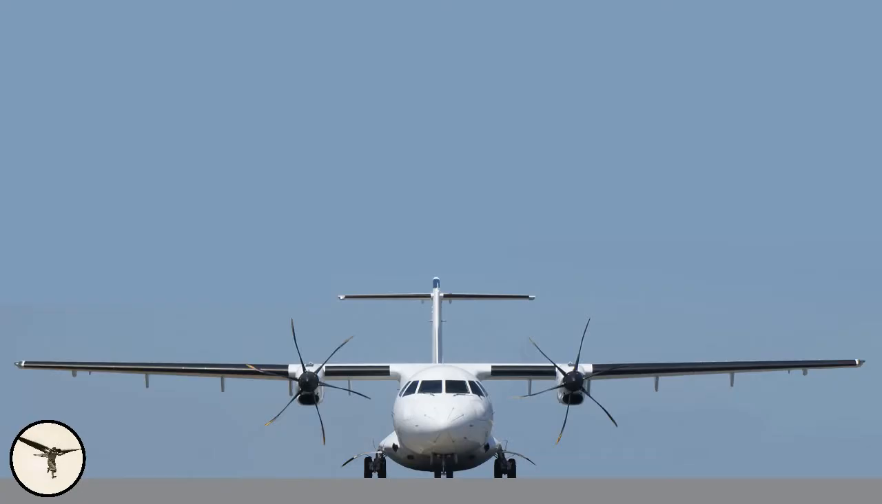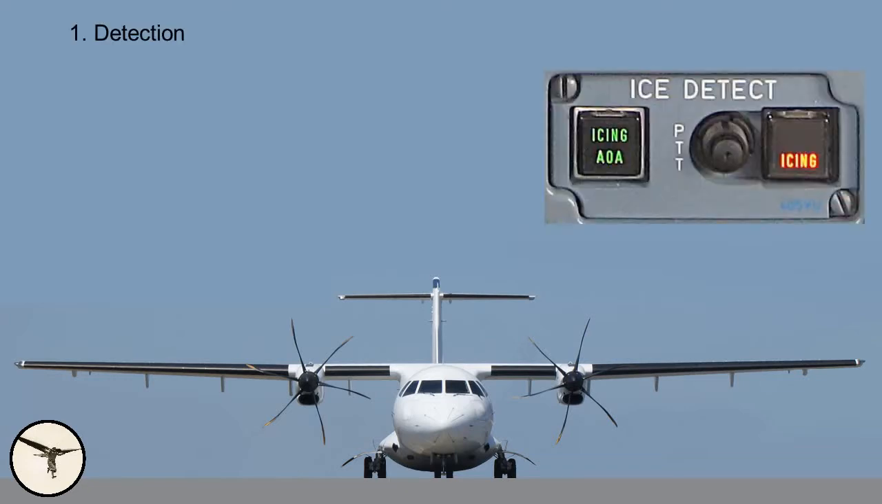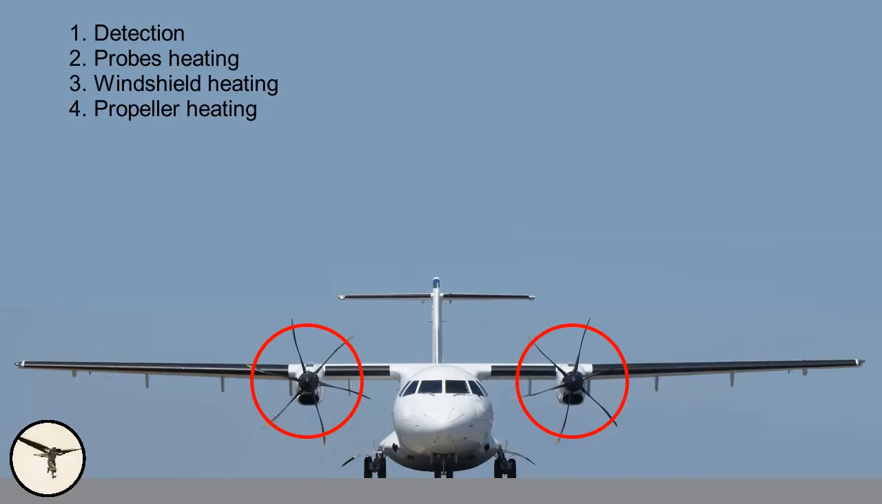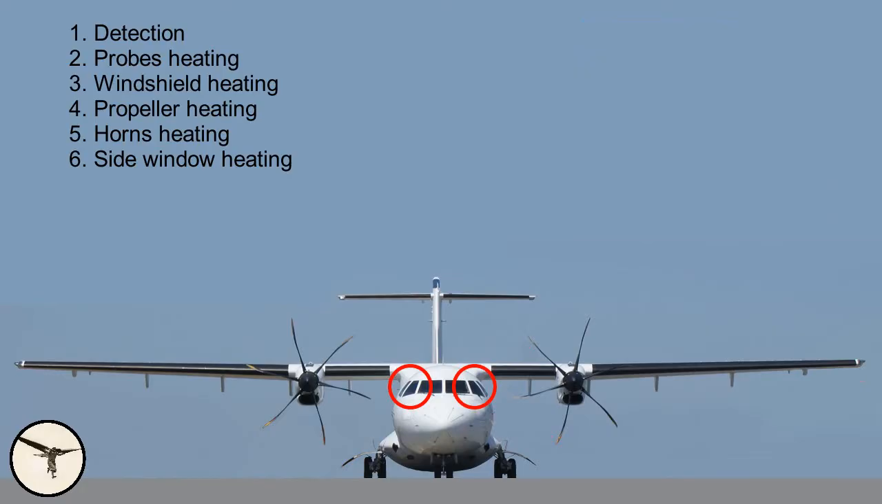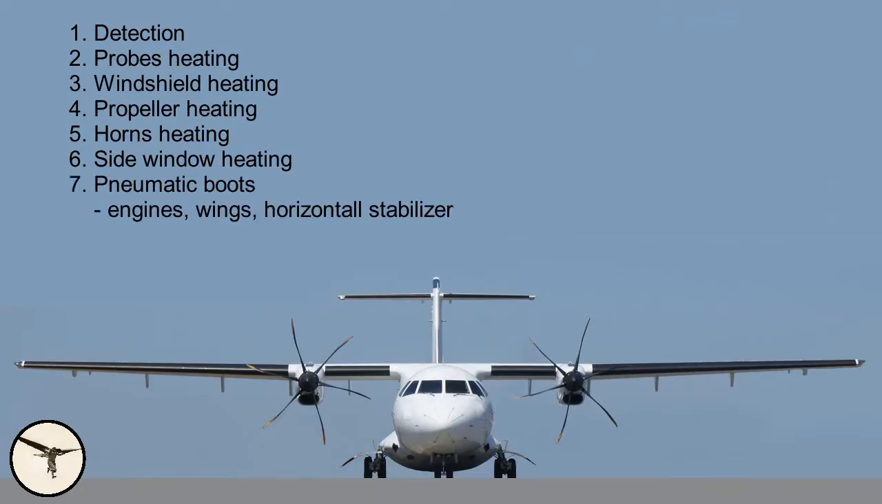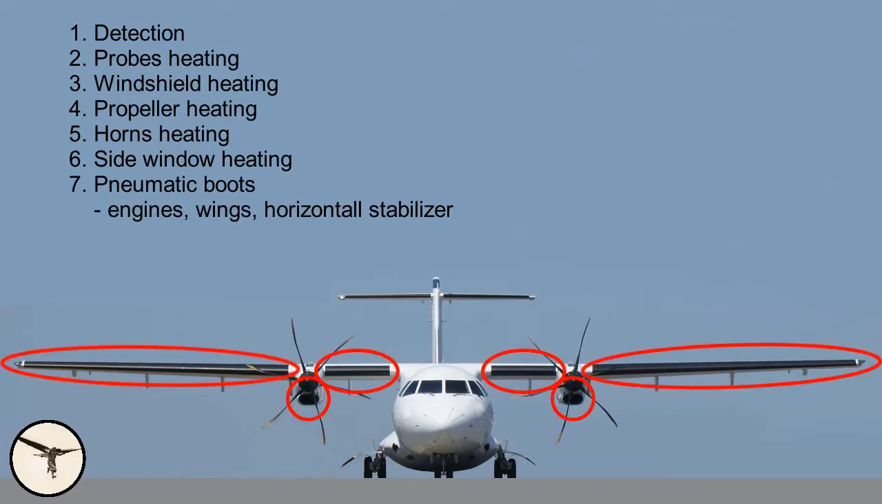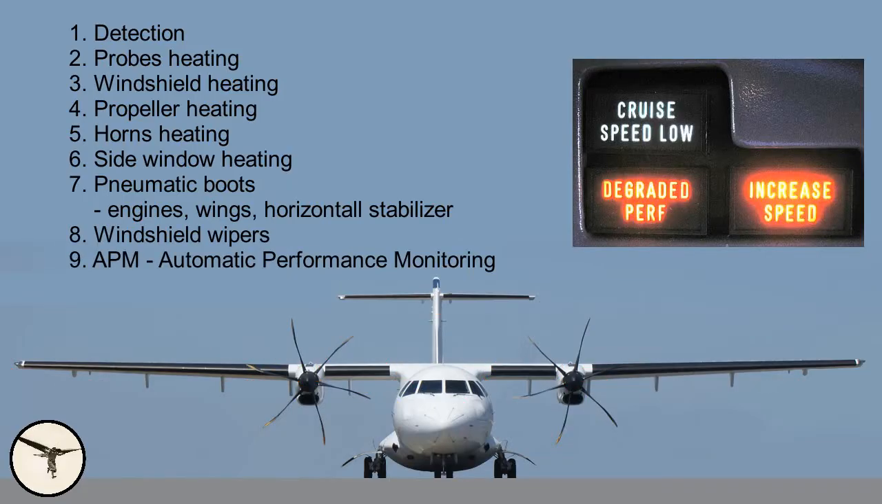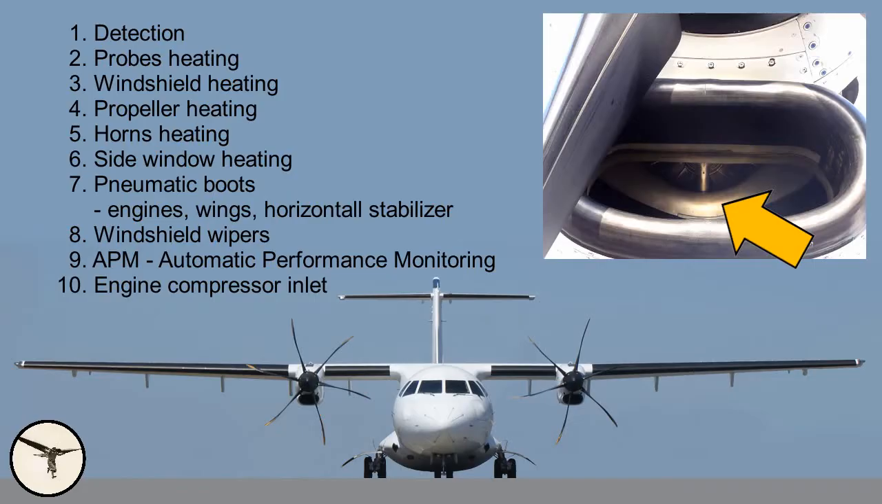The ice protection systems protect critical surfaces that face the airstream in flight. The systems are detection, probes heating, windshield heating, propeller heating, horns heating, side window heating, pneumatic boots for engines, wings and horizontal stabilizer, windshield wipers, APM, automatic performance monitoring, and engine compressor inlet.